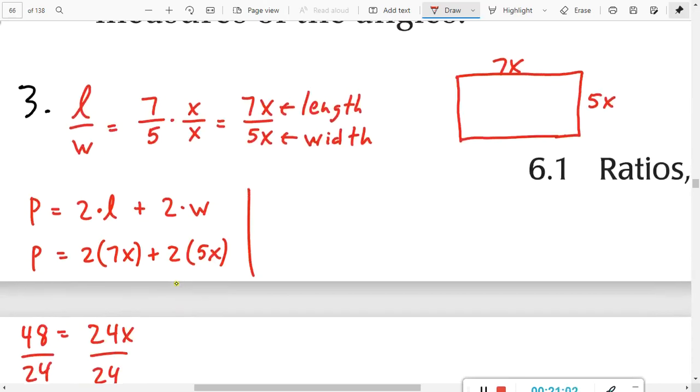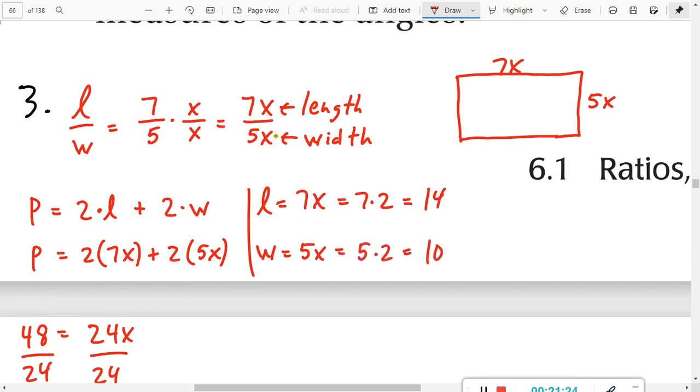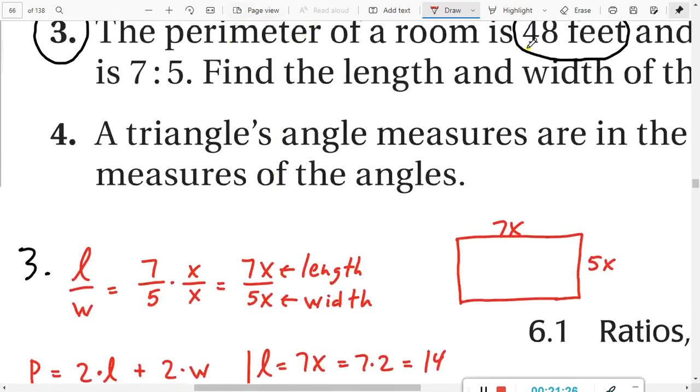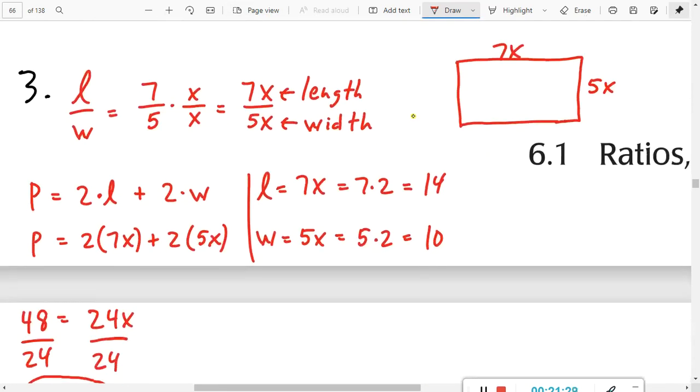So therefore, the length, which we said was 7x, is just 7 times 2. And the width we said was 5x, is just 5 times 2. All right. And the perimeter was given in feet. So both of these are going to be in feet.